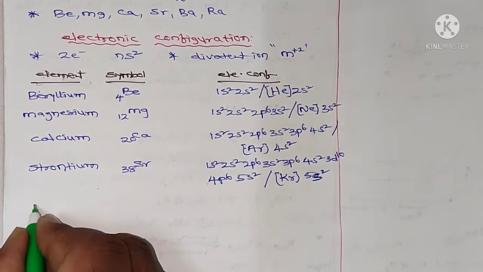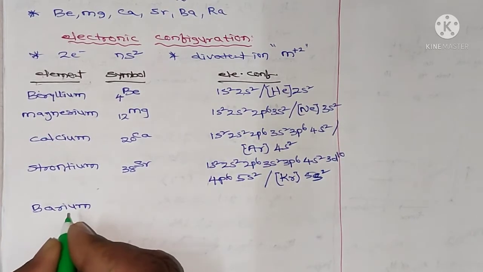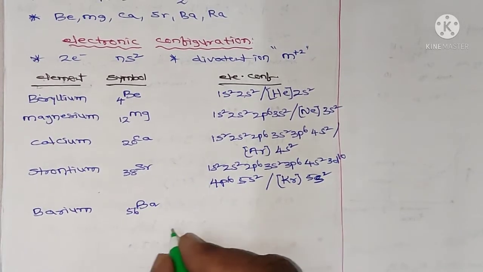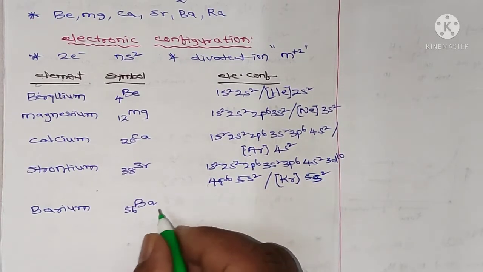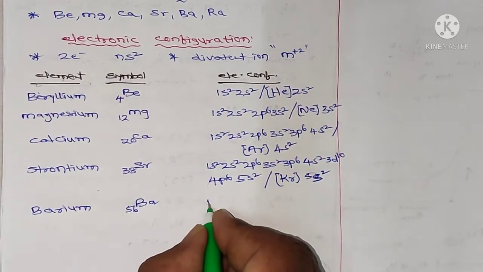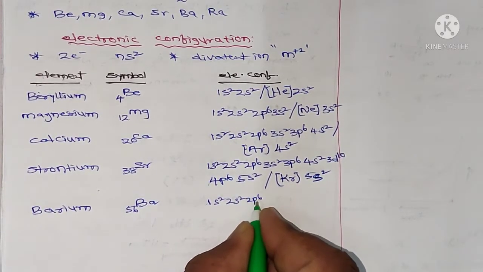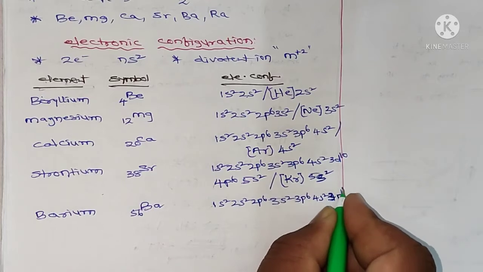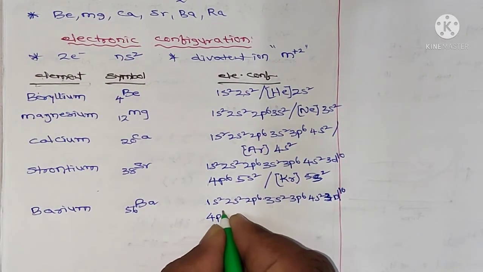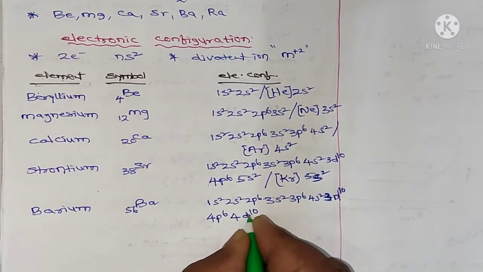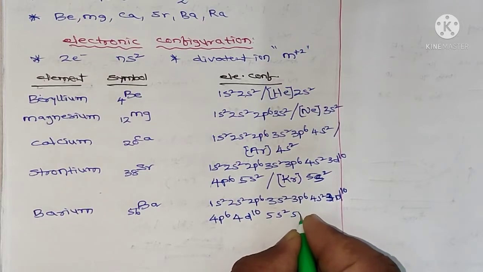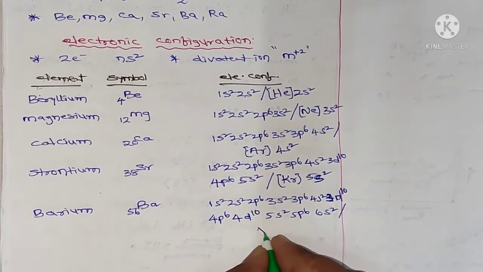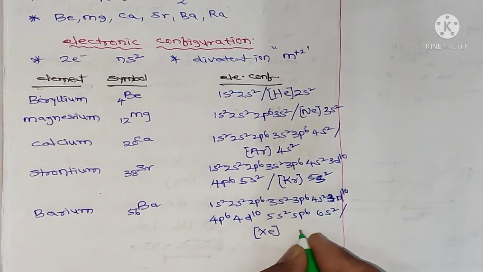The next one, barium, symbol Ba, atomic number 56. It contains 56 electrons. For those 56 electrons, the electronic configuration is 1s2, 2s2, 2p6, 3s2, 3p6, 4s2, 3d10, 4p6, 4d10, 5s2, 5p6, 6s2, or we can write xenon and 6s2.